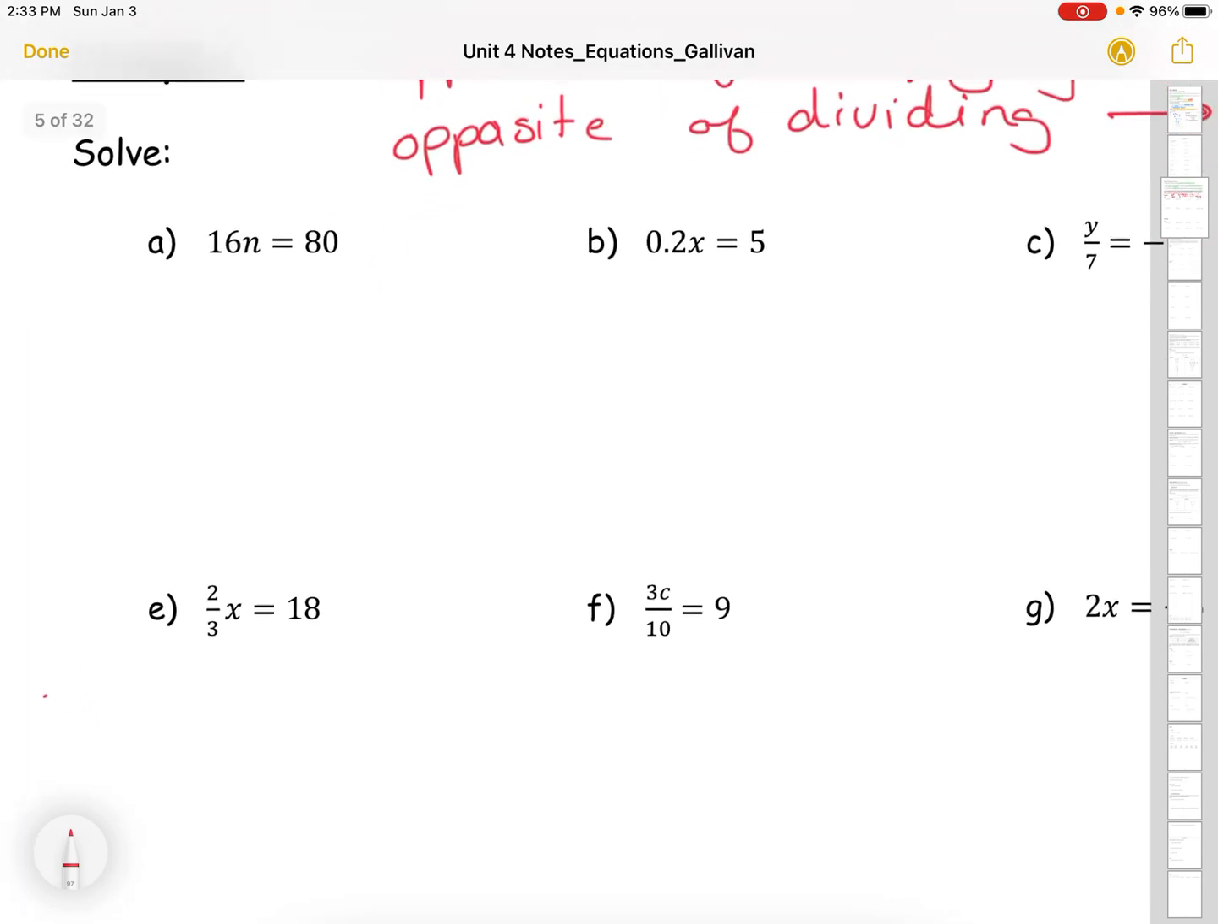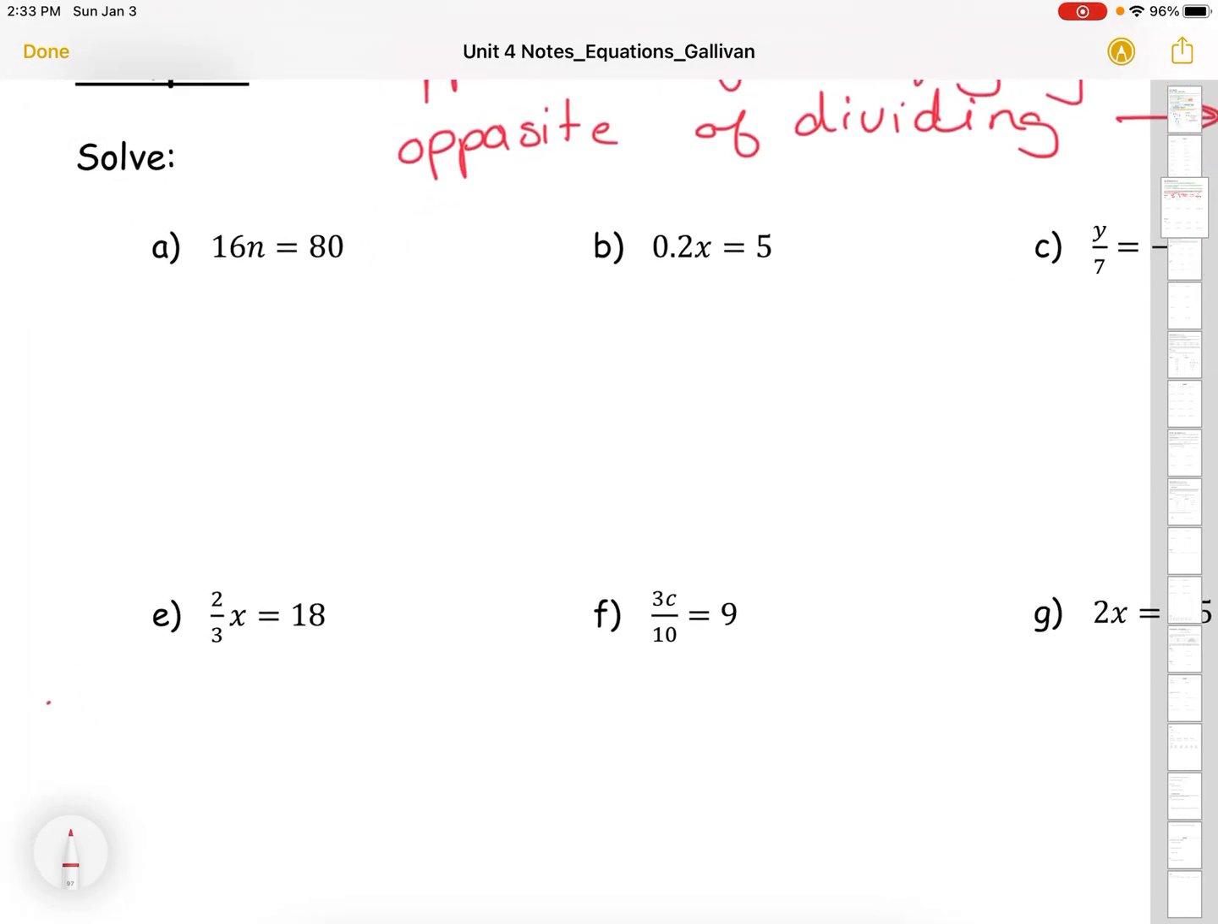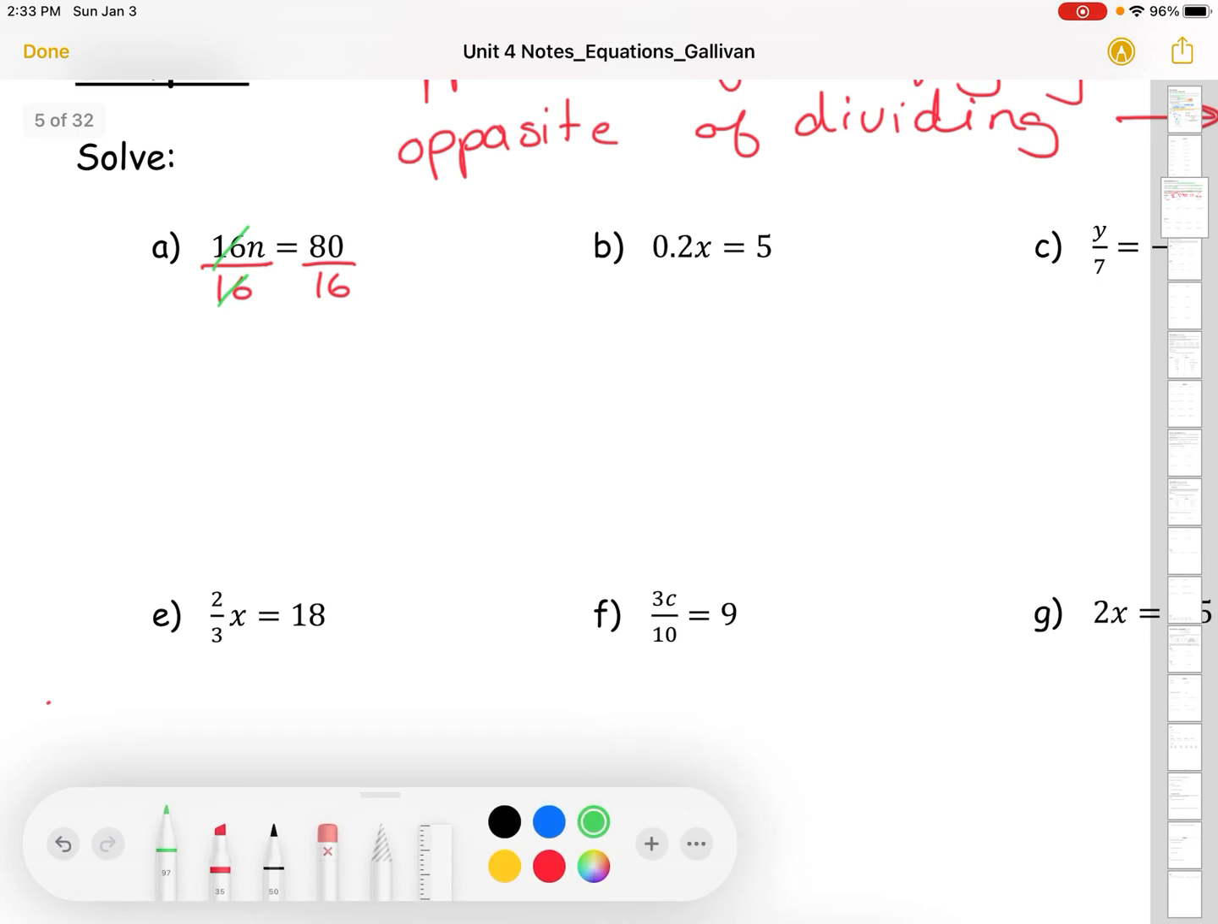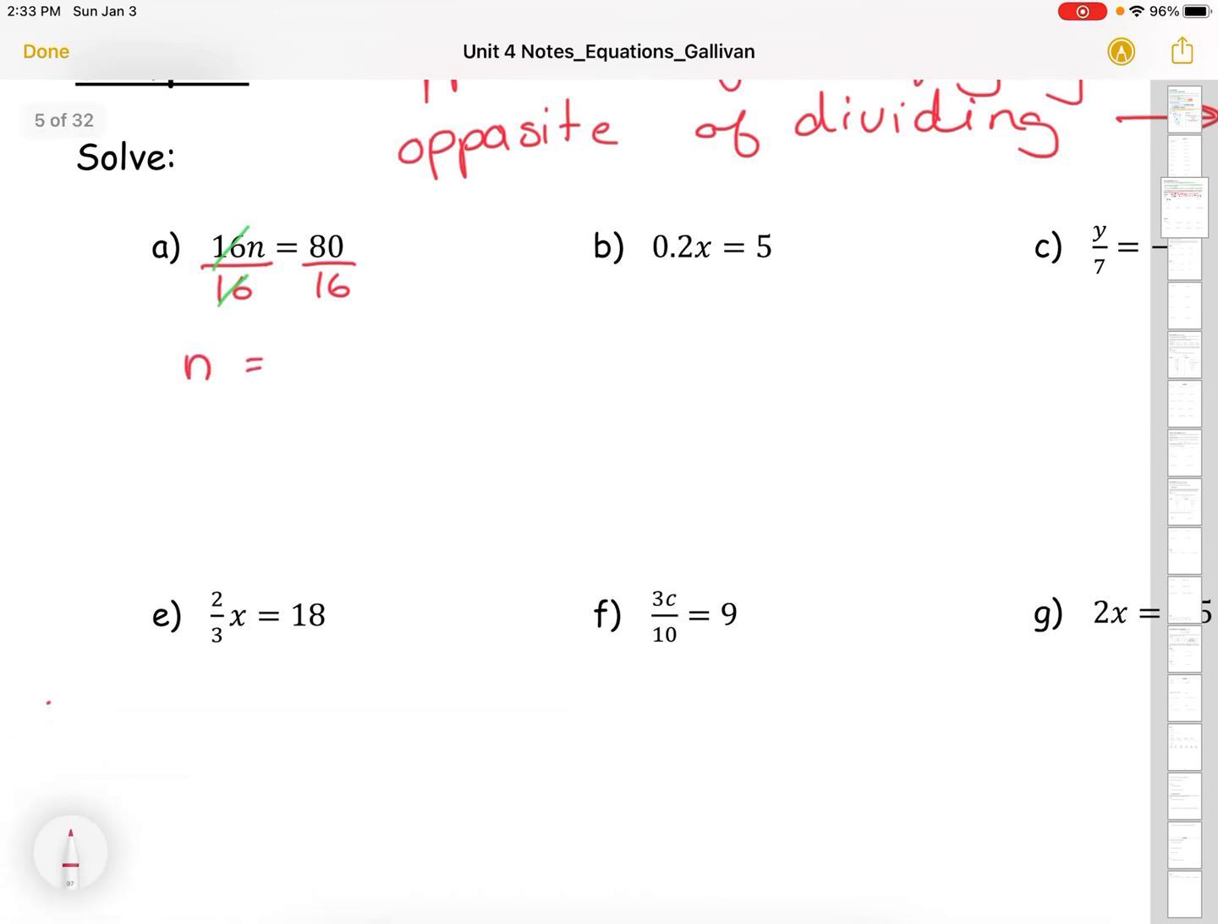So here we have our first example, 16n equals 80. So we have n multiplied by 16, so we're going to divide it by 16. Because we do it to one side, we have to do it to the other side. And what happens is 16 divided by 16 equals 1, so it disappears, right? So on this side, we'll have n, and on the other side, we'll have 80 divided by 16, which equals 5. Okay, and you can test that. 16 times 5 equals 80, so that is correct.